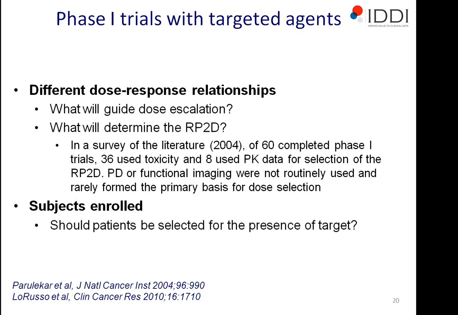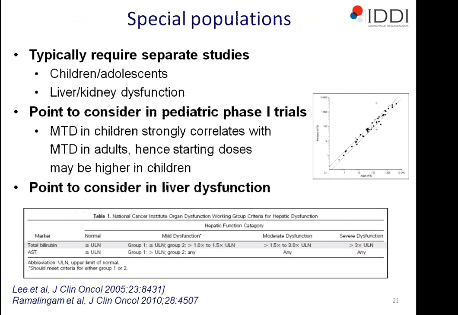Another essential consideration in targeted agents is whether patients should be selected for the presence of the target. We often see phase 1 trials for which no selection was made, and it might be good to consider early on whether the population should be enriched for patients expressing the target, as long as this is well characterized.